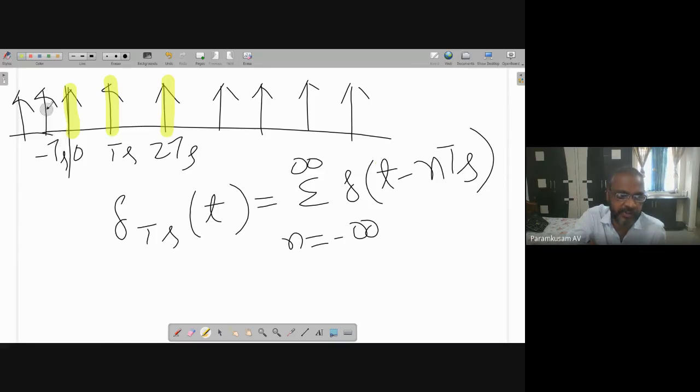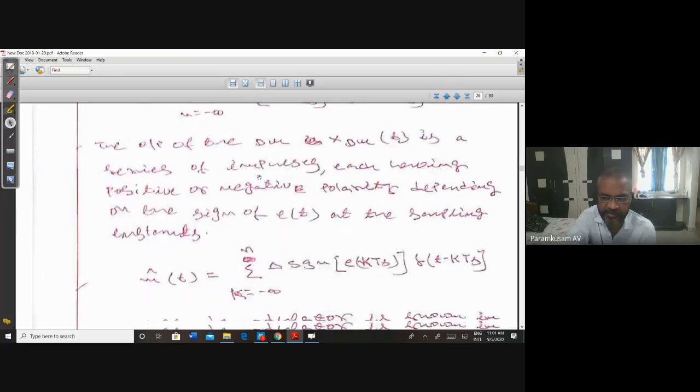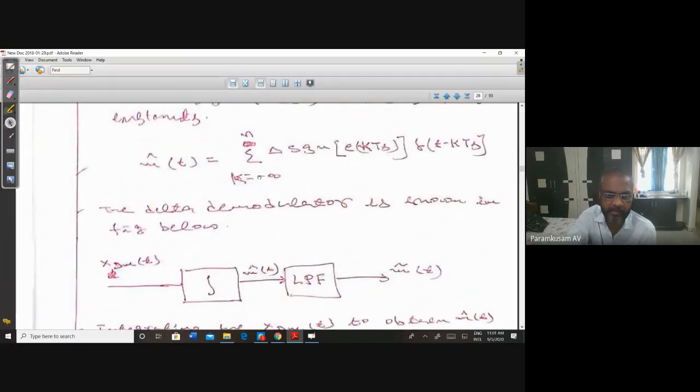On the negative side, this impulse can be written as delta of t plus Ts, that is n is equal to minus 1. If n is equal to minus 1, it is delta of t plus Ts. This impulse is delta of t plus 2Ts, n is equal to minus 2. Okay, like this. So here we write delta Ts of t as sigma n equals minus infinity to plus infinity delta of t minus n Ts. Then the expression continues.